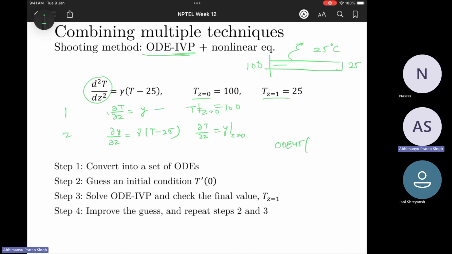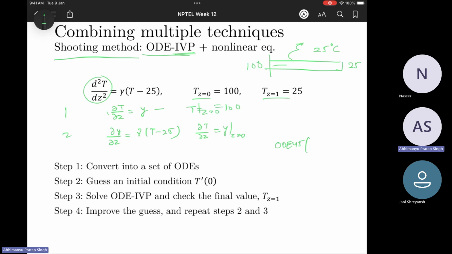Yeah, so the way we go around this is to use the shooting method. So we assume a solution for dt by dz at z is equal to 0, and we solve the problem, and then we try to find the value of t at z is equal to 1.